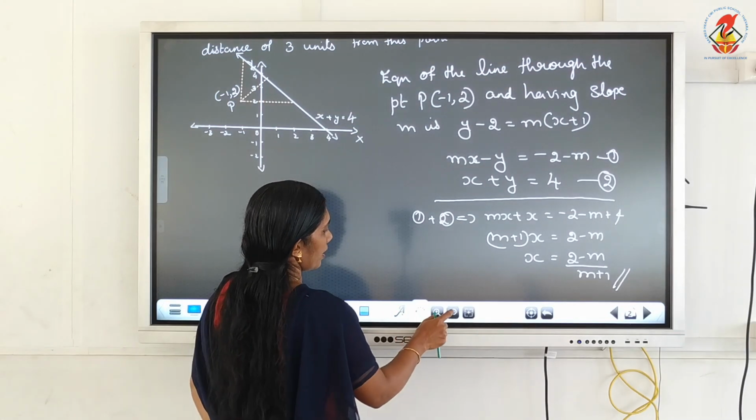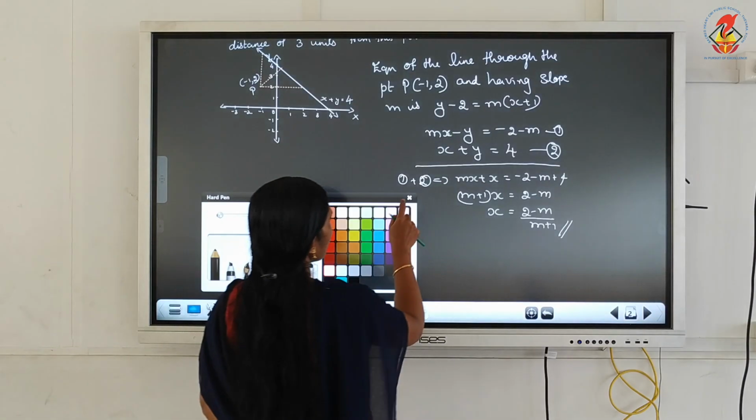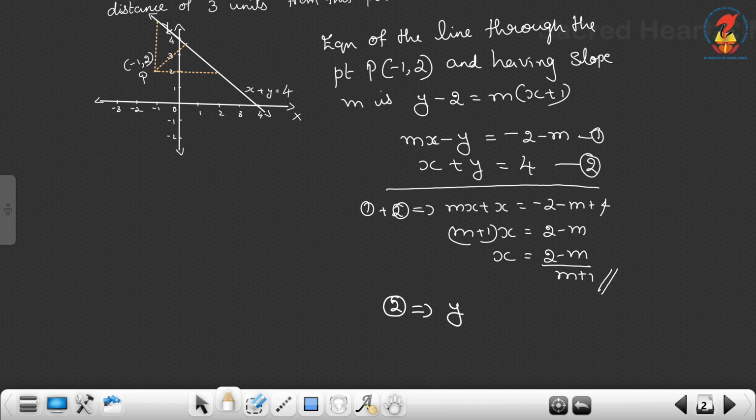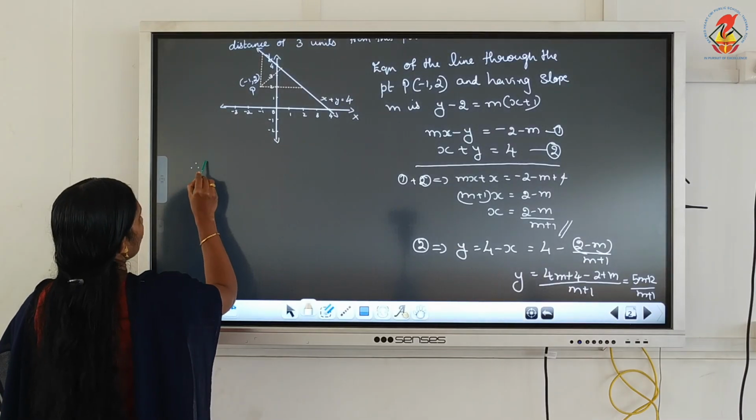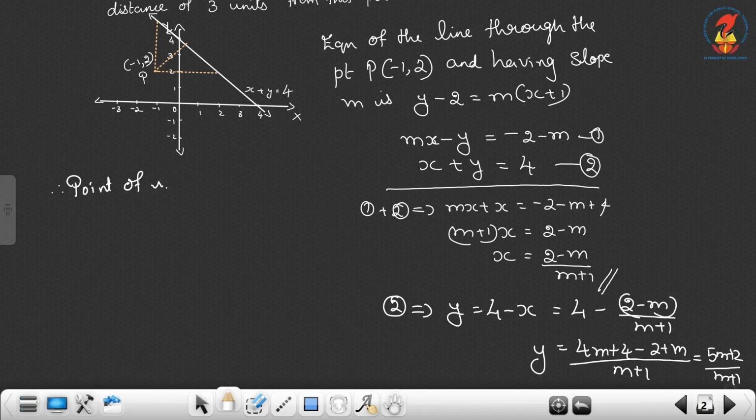Now, we can find the y coordinate. Substitute in the second equation: y = 4 - x, that is 4 - (2 - m)/(m + 1), or (4m + 4 - 2 + m)/(m + 1), which is (5m + 2)/(m + 1). This is y. So, this is the point of intersection. Therefore, the point of intersection is the ordered pair ((2 - m)/(m + 1), (2 + 5m)/(m + 1)).